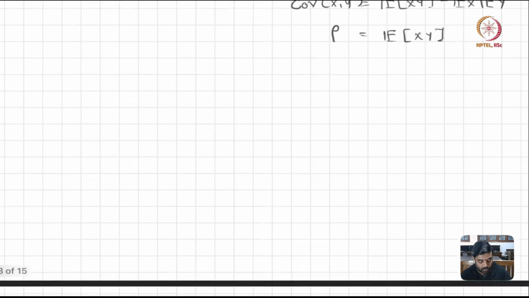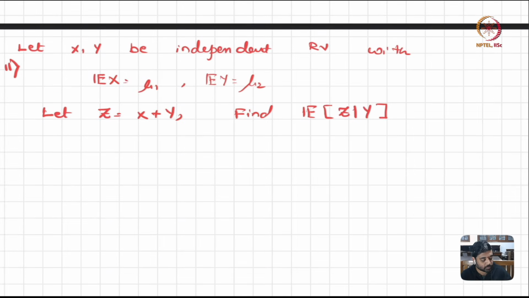So good. Now let's go to the next question. The next question is an interesting one, on conditional expectations. Here x and y are independent. I'm not saying they're IID, they're independent random variables with expectation of x is mu1 and expectation of y is mu2. Now, if z is x plus y, then what is the expectation of z given y?